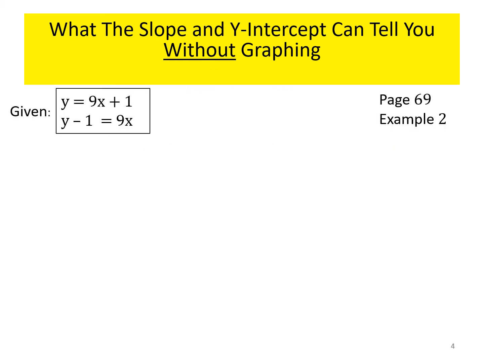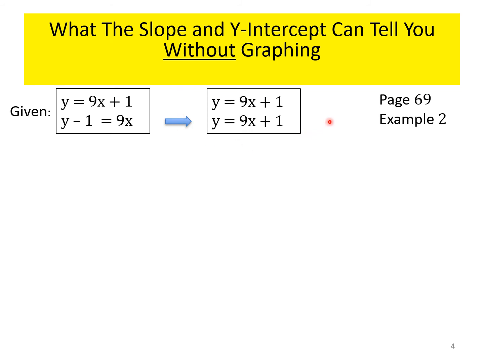Let's take an example. We have two equations. We have y equals 9x plus 1, and that is in the correct format, y equals mx plus b. The second equation, y minus 1 equals 9x, the y is not alone. We have to add 1 to both sides to get the slope-intercept form. So we now have y equals 9x plus 1. Well, wait a minute. If you notice, they're both exactly the same.